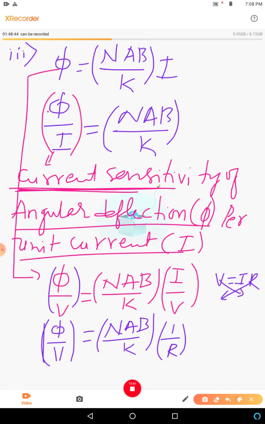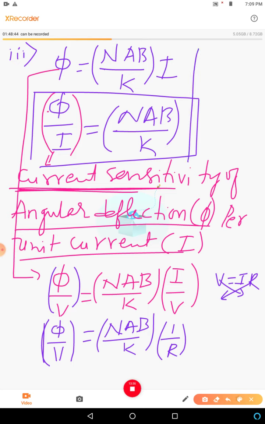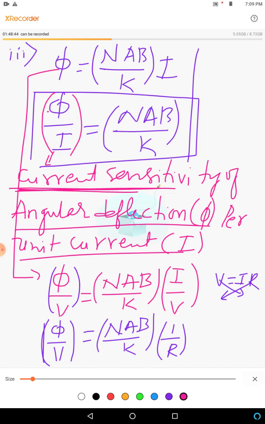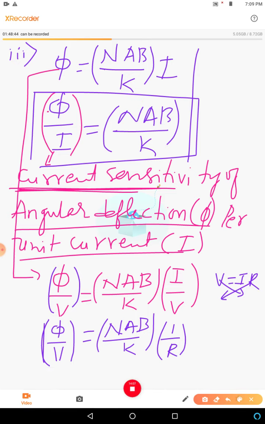Then how to increase the current sensitivity? Current sensitivity can be increased by increasing the number of turns. You should know this, phi by I can be increased by increasing the number of turns. If we increase the value of N, we can increase the current sensitivity.